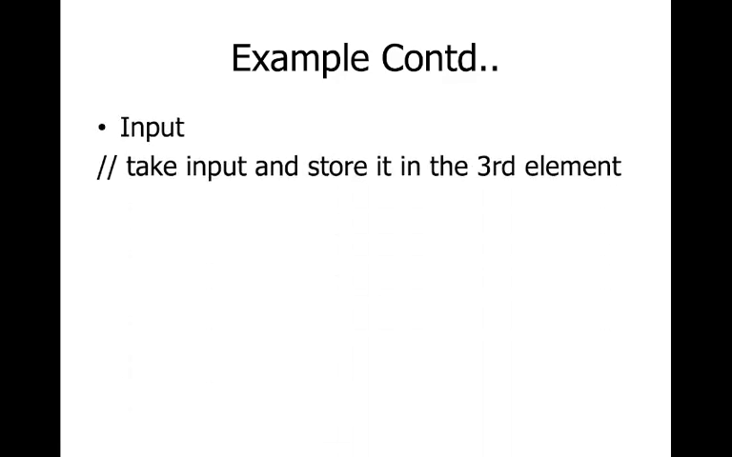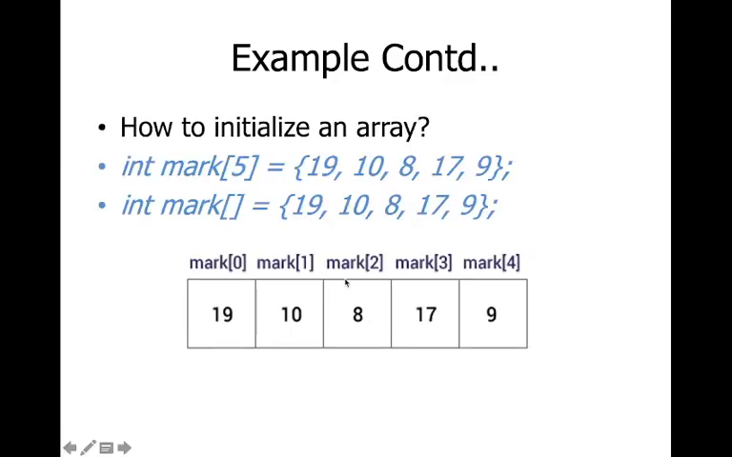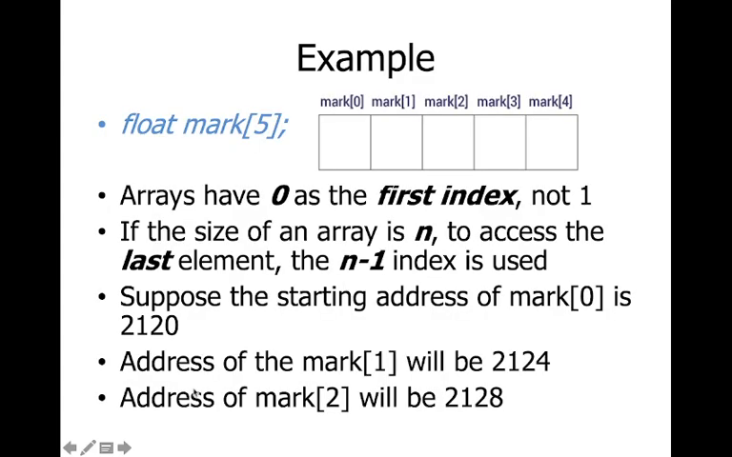Then how to input? Take input and store it in the third element. If I want to take an input and store it in the third location of the array, it is like this: scanf %d ampersand, you have to use the address mark of 2. This means mark of 2 has some address location. We have already seen an example here. We have already specified the address like this: mark of 2 will be at 2128. So at 2128 that element will be stored.